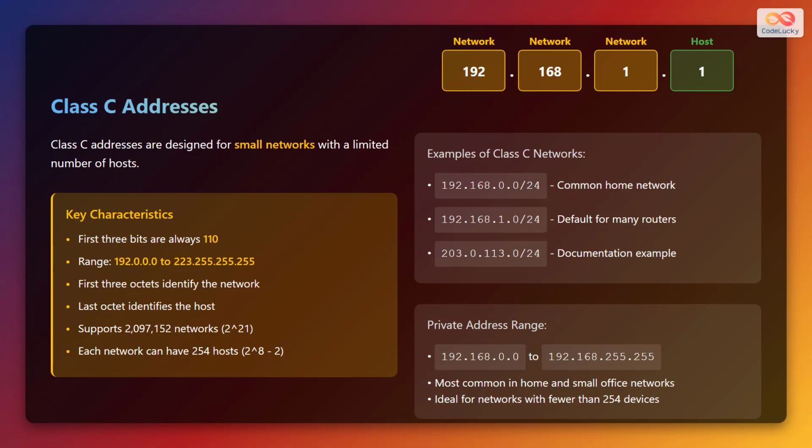The private address range for Class C is 192.168.0.0 to 192.168.255.255. This is the most common range in home and small office networks. These are ideal for networks with fewer than 254 devices.